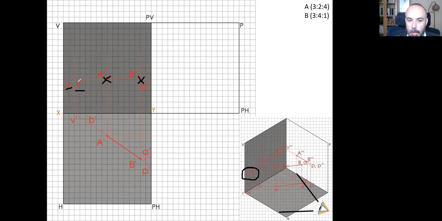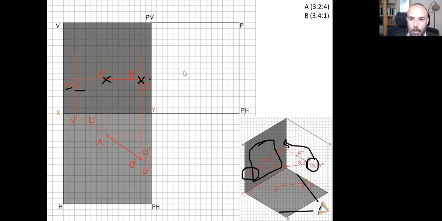And this is the point where the line is intersecting with the plane and going to the other side of the plane. But I cannot see the actual point P here. I am just seeing its projection on the vertical projection plane. So this point indicates the P double prime here.